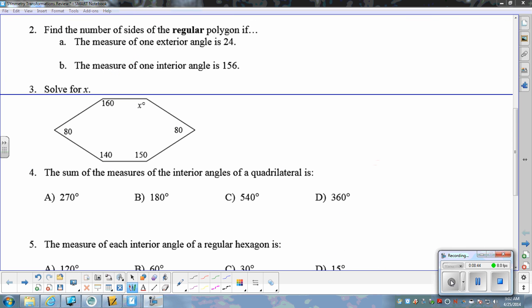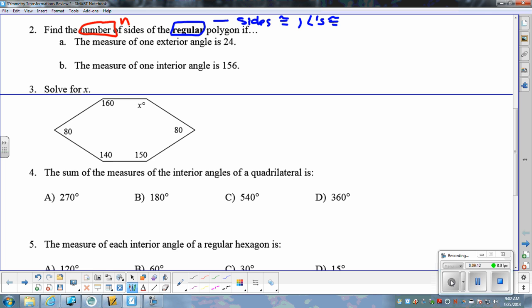Now, taking a look at the rest of the first page, we find the number of sides of a regular polygon. So again, we just discussed what a regular polygon means. It means all sides are congruent and angles are congruent. For part A, we want to find the number of sides when the measure of one exterior angle is 24 degrees. So here, what is the question asking? It's asking us for the number of sides n.